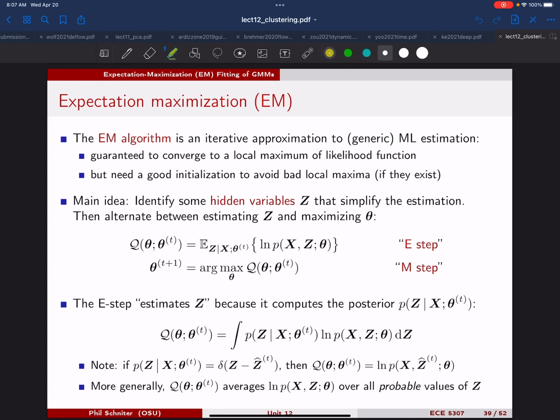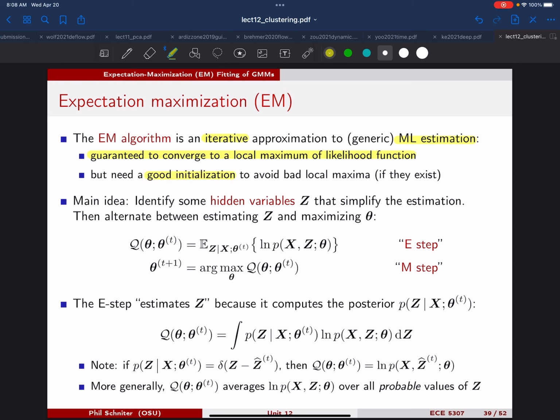So again, the goal is you want to do ML estimation, but often the likelihood is not simple. You can't solve it in closed form. It's non-convex. What do you do? So the EM algorithm gives you a solution to this. This algorithm is guaranteed to converge to a local maximum of the likelihood function. It's an iterative algorithm, converges to a local maximum, but maybe not the global maximum. So you have to be a bit careful.